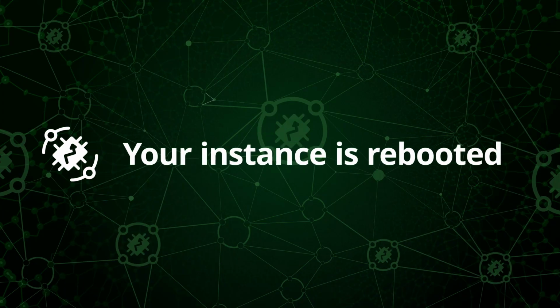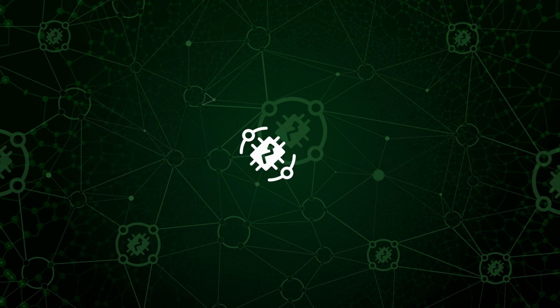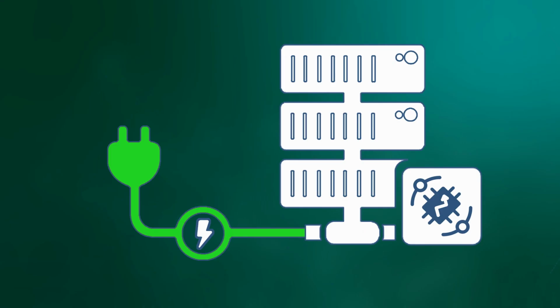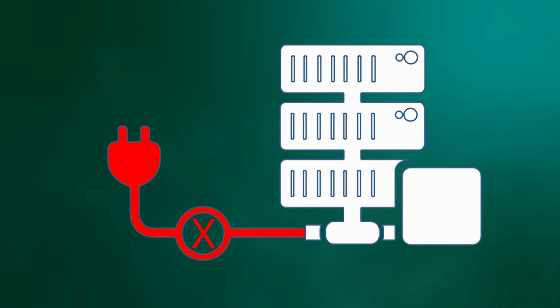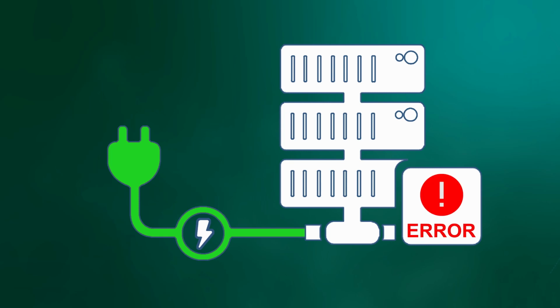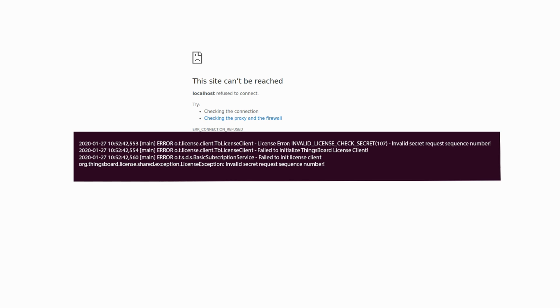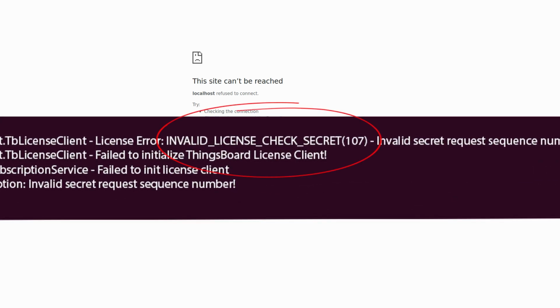Your instance is rebooted. If your instance, either physical server, virtual machine or Docker container, is occasionally rebooted while the ThingsBoard service is launched, let's say because of a sudden power outage or Kubernetes pod restart for any reason, the ThingsBoard service will not start and you will get an error: invalid license check secret, or similar.